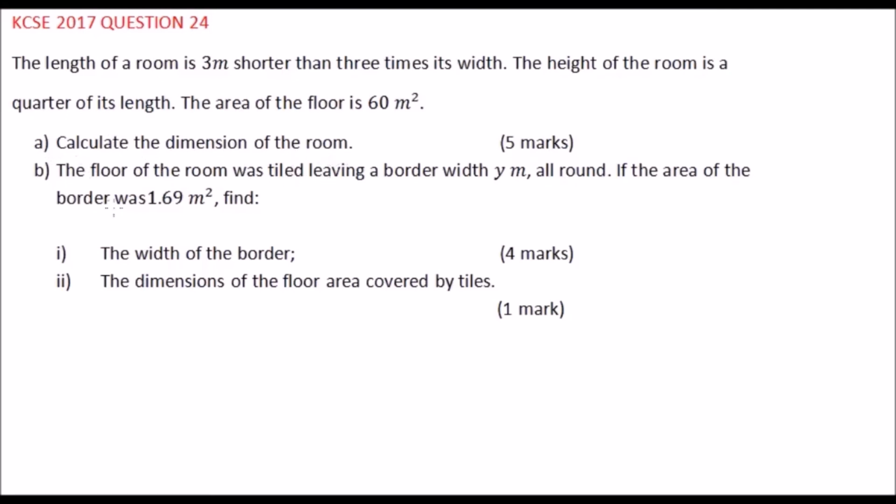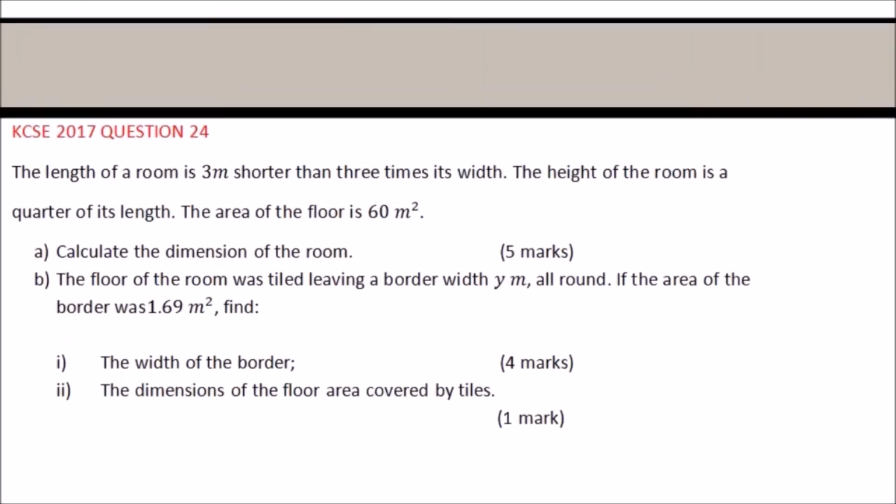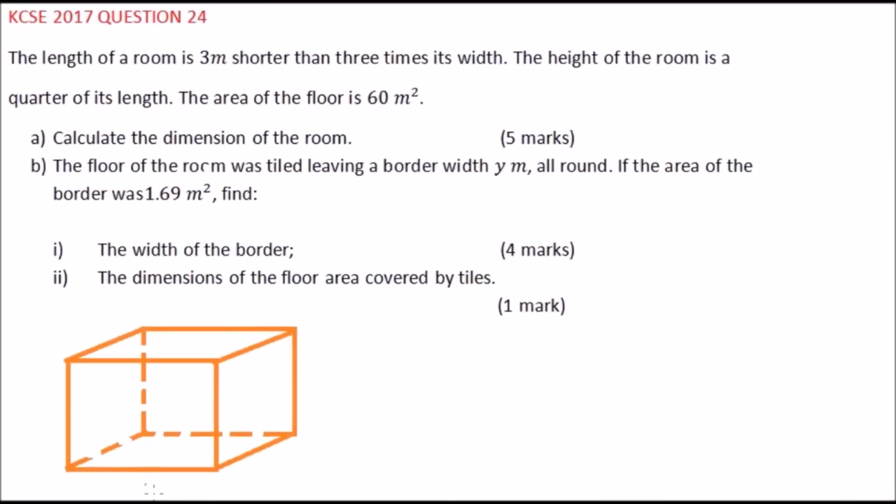B. The floor of the room was tiled leaving the border width y meter all around. If the area of the border was 1.69 meters squared, find the width of the border, and the dimension of the floor area covered by the tiles. So for this question, it is good to start with a sketch so that it guides you on how to go about it. So now we have a diagram representing what we have.